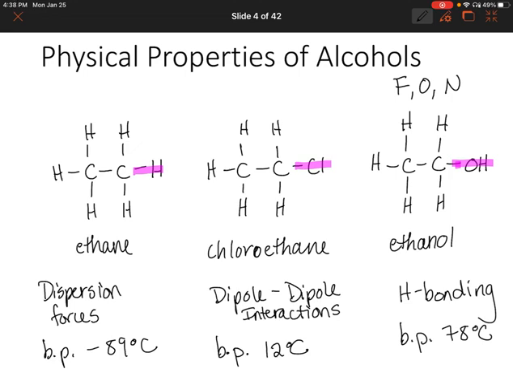Now, in the next video, we're going to discuss some acid-base chemistry, as well as how to form what are called alkoxides. And then we'll start getting into how to prepare alcohols, which will be a bit of review. So I will see you in the next video.